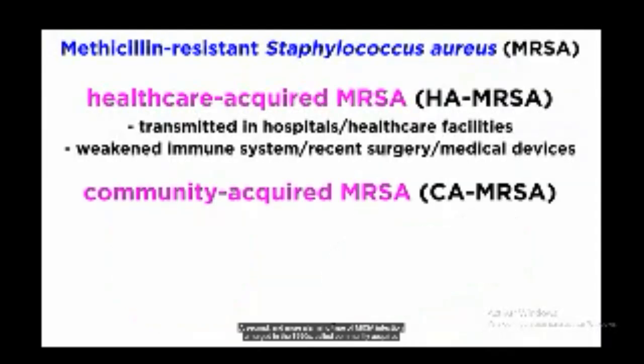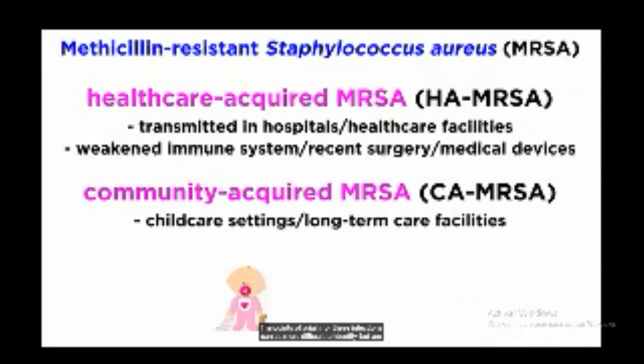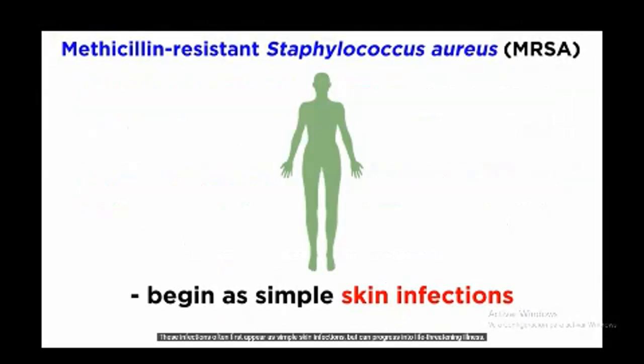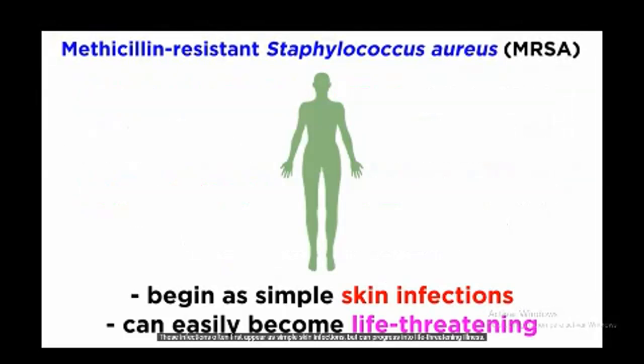A second and more alarming type of MRSA infection emerged in the 1990s, called community-acquired MRSA, or CA-MRSA. The points of origin for these infections can be more difficult to identify, but are thought to be common in childcare settings, long-term care facilities, athletic settings, or in individuals sharing towels or other objects. These infections often first appear as simple skin infections, but can progress into life-threatening illness.